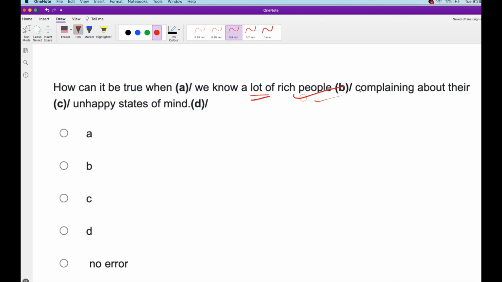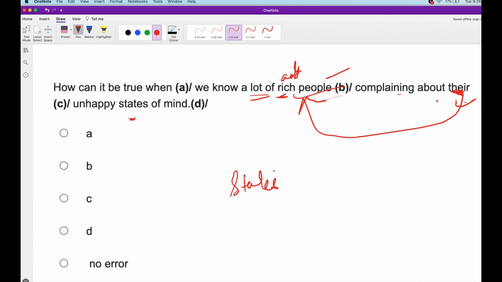Which means many people, many rich people. So here rich is an adjective for people, which is a noun, complaining about their unhappy states of mind. Okay, complaining about, there is being used for this people, which is plural. So this is also correct. Unhappy states of mind. Now the states denote Punjab, Haryana states. Okay, the states of India or any other place. So this is wrong. We want to say unhappy condition of mind. So that's why we cannot use S along with states. Okay, we have to use only state. Unhappy state of mind. So D.